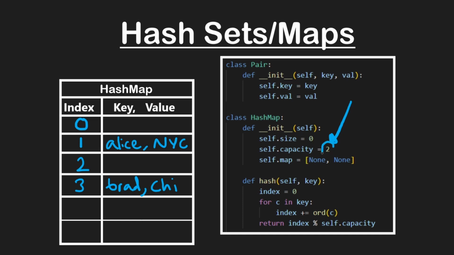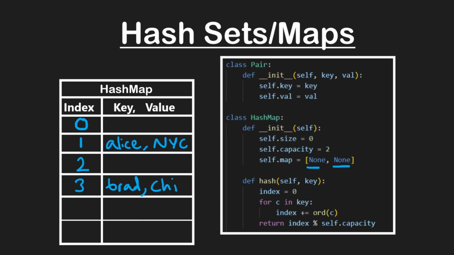Optimally, it should be a prime number, but in this case, it's 2, just like we started with in the example. And then our map itself, remember, it's maintained as an array, and in this case, there's only 2 values. To indicate that it's empty, I'm initializing the 2 values as null. If they were non-empty, we would have some pair for those values.